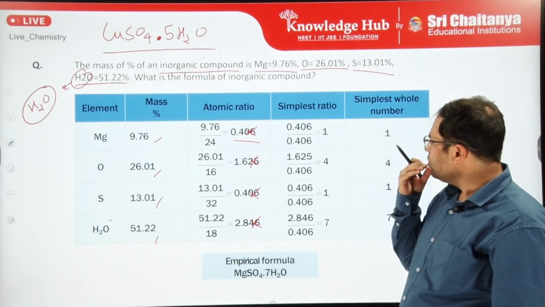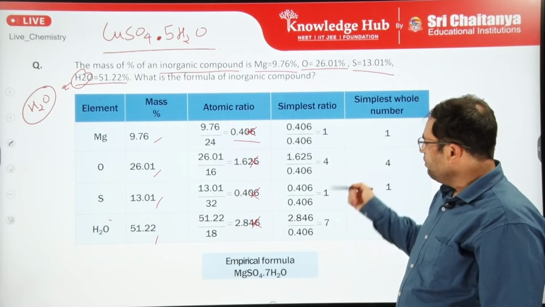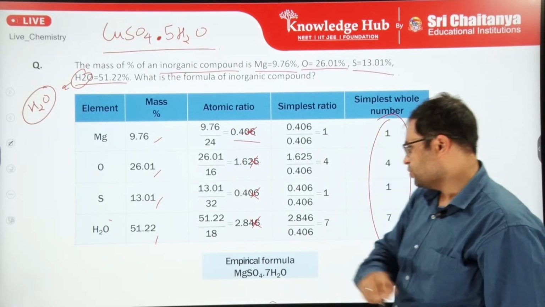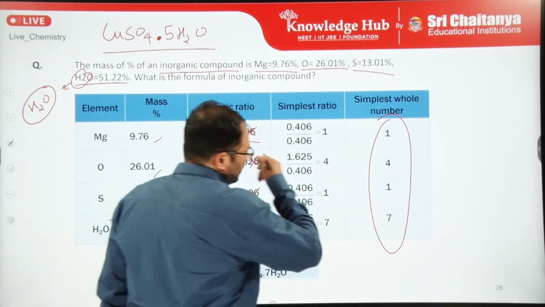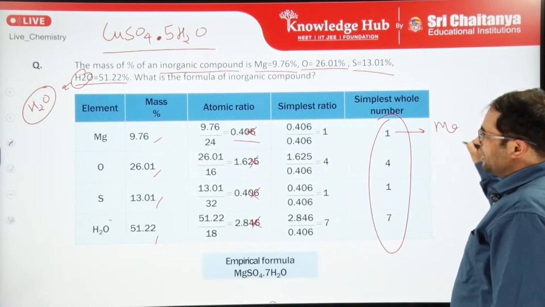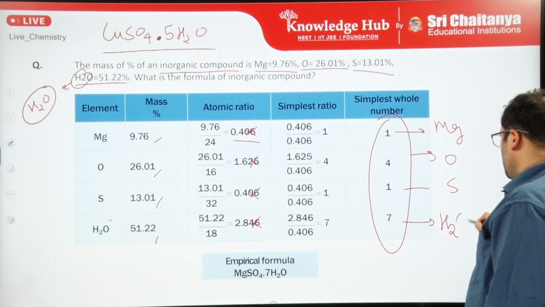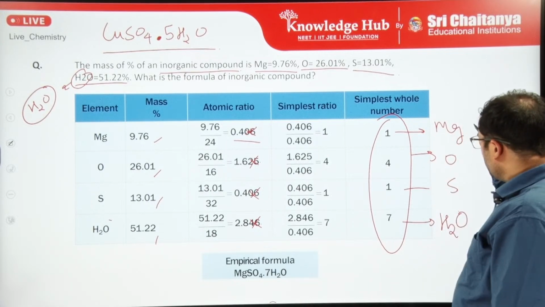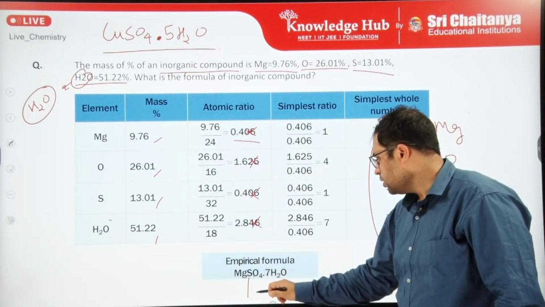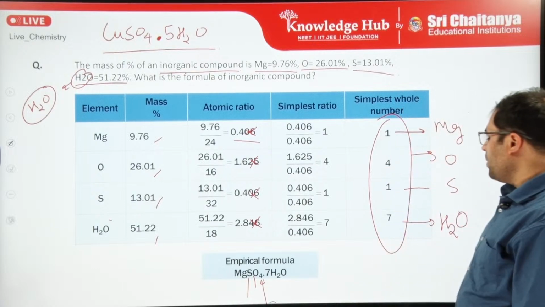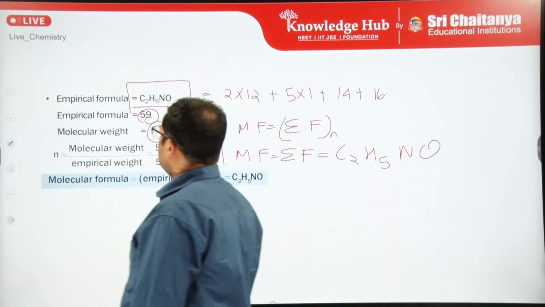I think here also, life is still easy. Here also you've got directly by division the simplest ratios. You don't have to go further. The only difference is, see, this is your magnesium, this is your oxygen, this is your sulfur and this is your H2O. So magnesium is 1, sulfur is also 1, oxygen is 4, but water is 7. So that's what we have written, right?